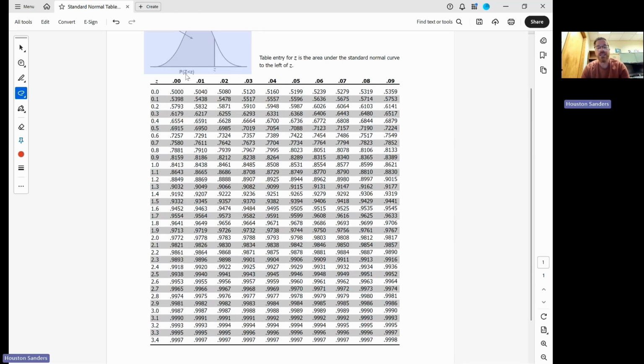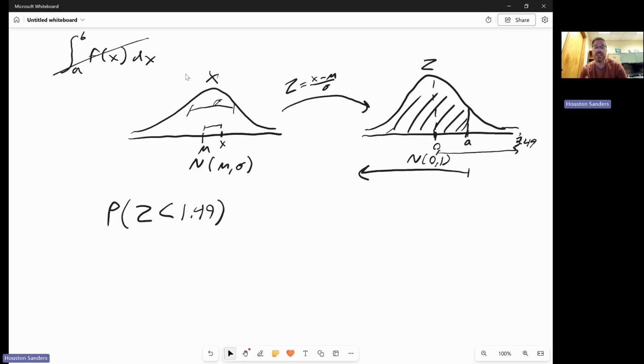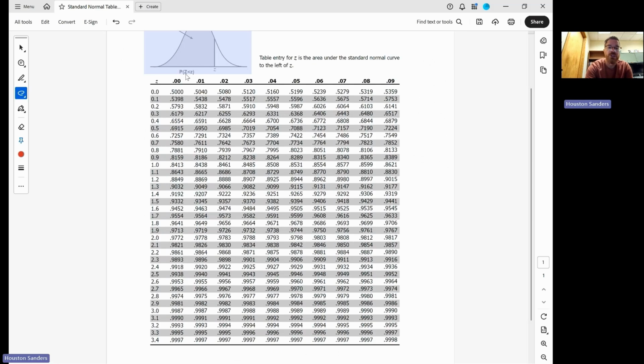So for example, I said, what is the probability that Z is less than 1.49? So you would go down to 1.4, and then you're going to go over to 0.09. You're going to see where those intersect, and this is going to be your probability.